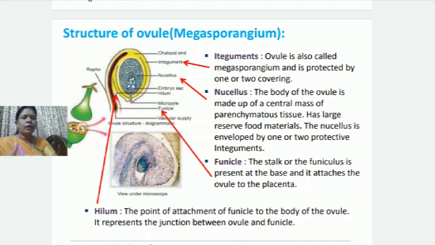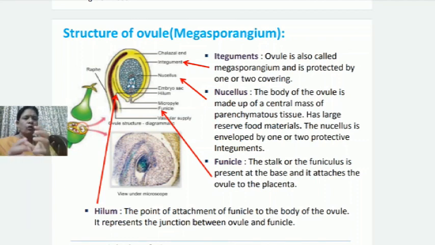In the diagram you can see the parts: integument, nucellus, micropyle, chalaza, raphe, funicle. All these parts you can see very clearly, and this may be your practical slide. You can expect this for your practical exam also. First, the integument. The ovule is also called the megasporangium and is protected by a covering called the integument. And inside you have got a nucellus.